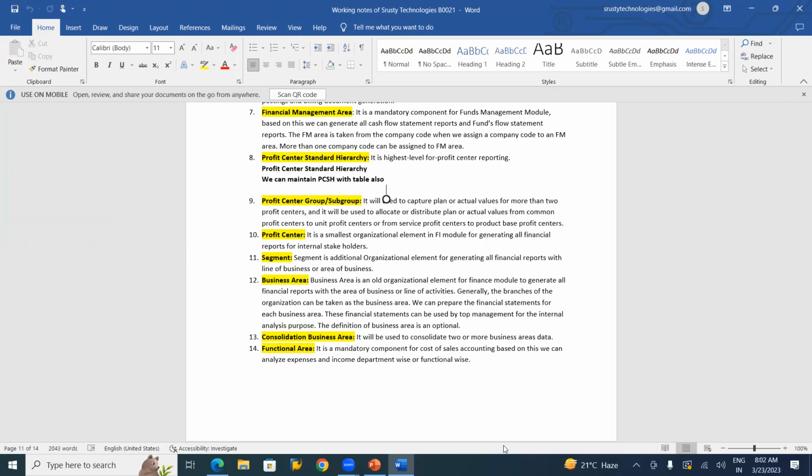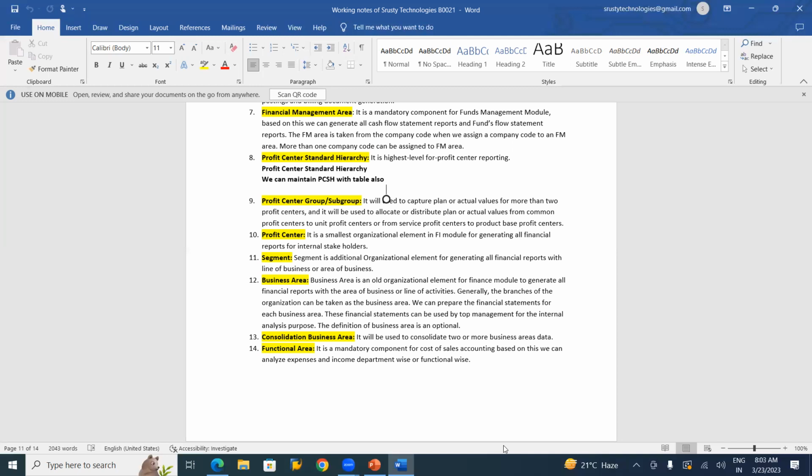Segment. Segment is an additional organizational element for generating all financial reports with line of business or area of business. Full stop.